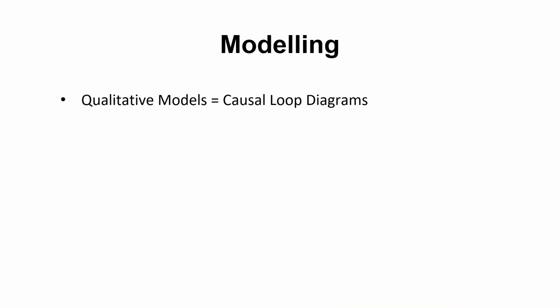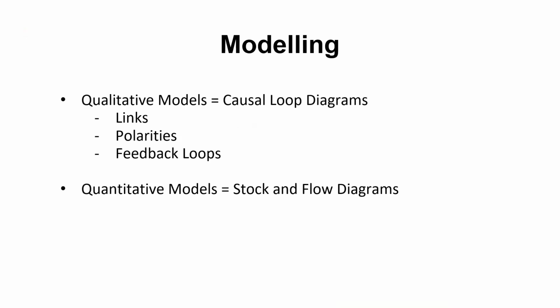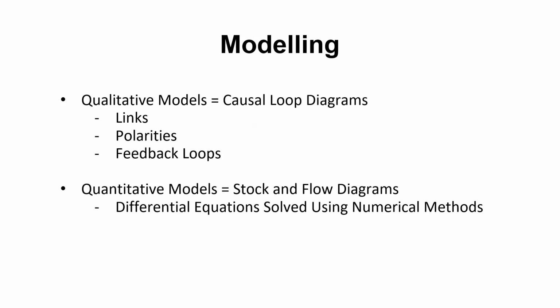There are two types of modeling in system dynamics. One is qualitative models, which are basically causal loop diagrams, and they involve links, polarities, and feedback loops. And then there are quantitative models, which are stock and flow diagrams, and they involve differential equations solved using numerical methods, units of measurement, and parameters.